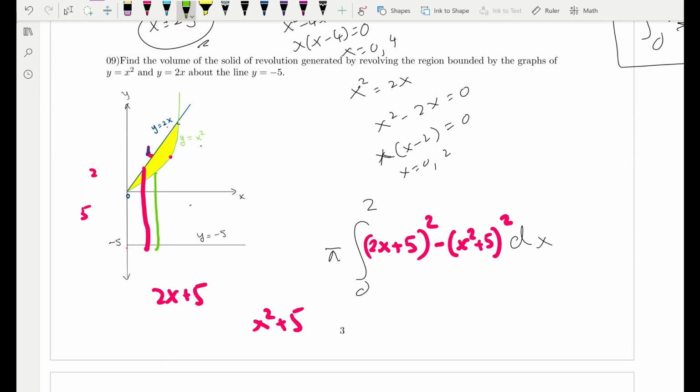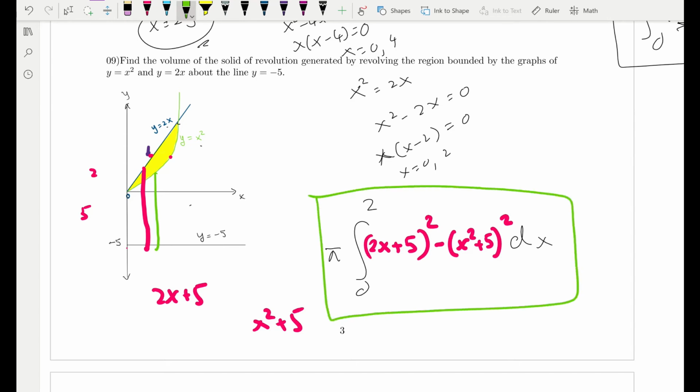Okay, again, I'm saying don't let that negative fool you. This is the integral that will give you the volume of this object if you rotate it around the y equals -5 line. Okay, so I'm going to stop there for this example. That's how you set up the integral. I'm not going to solve the integral.